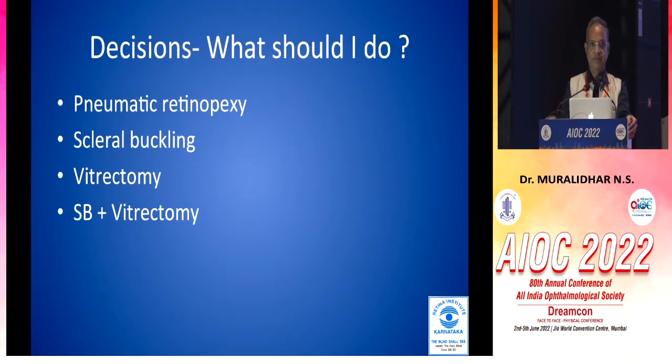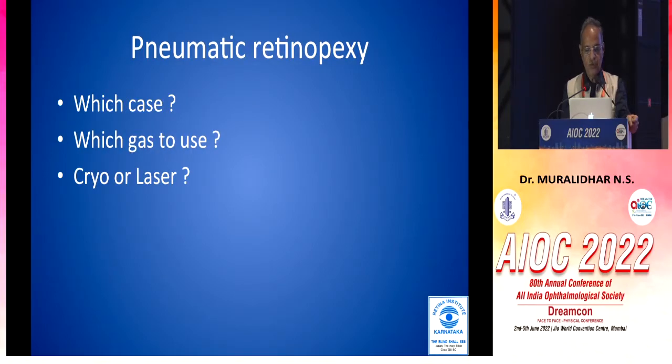Now, when we have a patient with RD, we have a plethora of choices. We can do a pneumatic retinopexy, we can do a scleral buckling, we can do vitrectomy, and we can also do a combined buckle vit. So which one do I do in this given patient? How do we decide? Which patient is a suitable case for pneumatic retinopexy? Which gas should I use when I do pneumatic retinopexy? Should I do cryo in this patient, or should I do laser in this patient as a two-step procedure? These are some of the questions that come to our mind. These are some of the decisions we have to make when we are faced with pneumatic retinopexy.